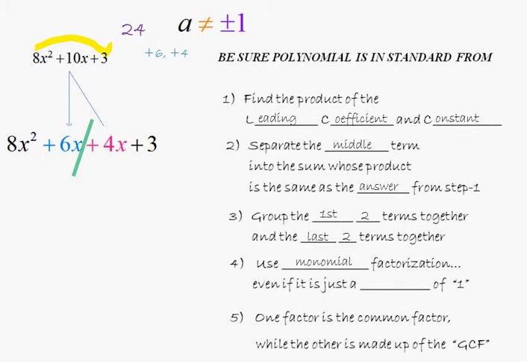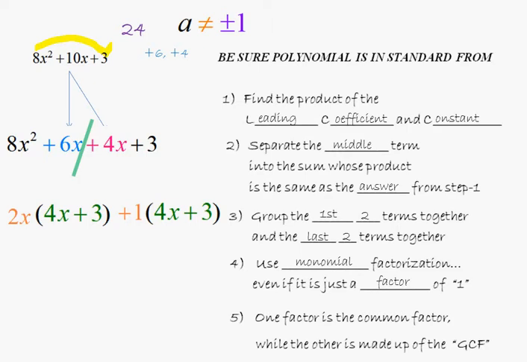Then we use monomial factorization even if the factor is just a factor of 1. In the first two, between 8x squared and 6x, they have a 2x in common. When we take that 2x and divide it from the 8x squared, we get 4x, and when we divide the 2x from the 6, we get the 3. We do the same thing for the last two terms. Even if it's just a positive 1, we write that down, and we have left over 4x plus 3.